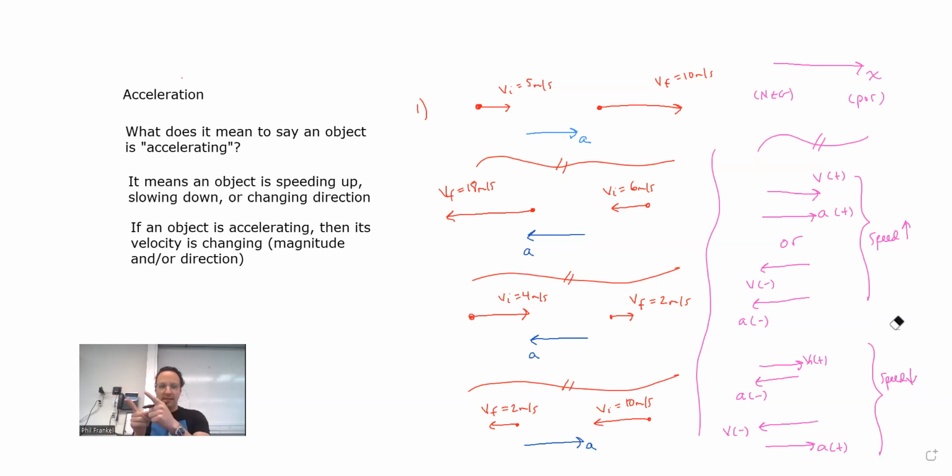Velocity and acceleration point in the same direction, object speeds up. Velocity and acceleration point in opposite directions, the object slows down.